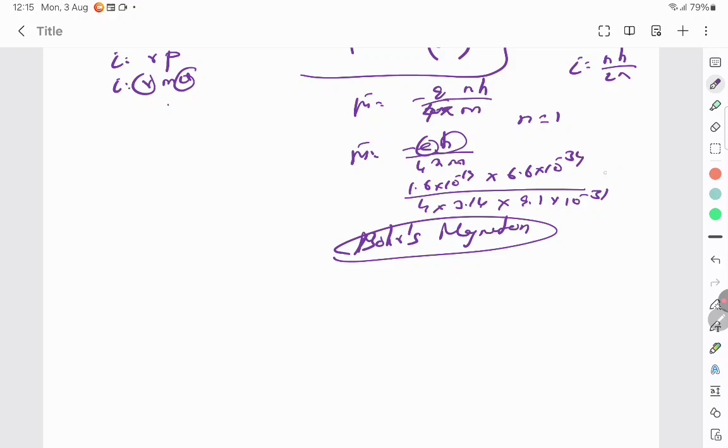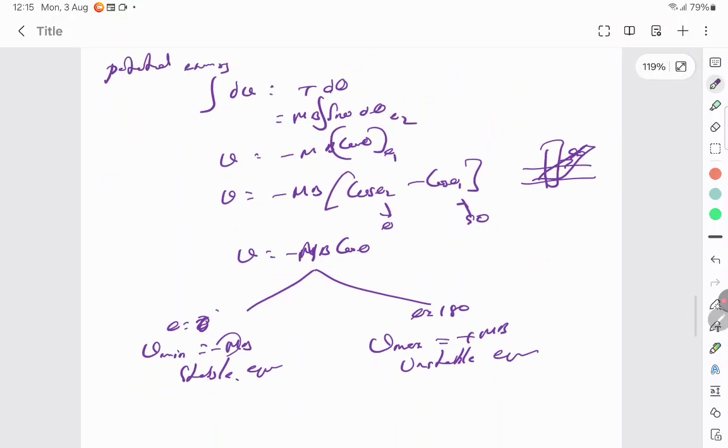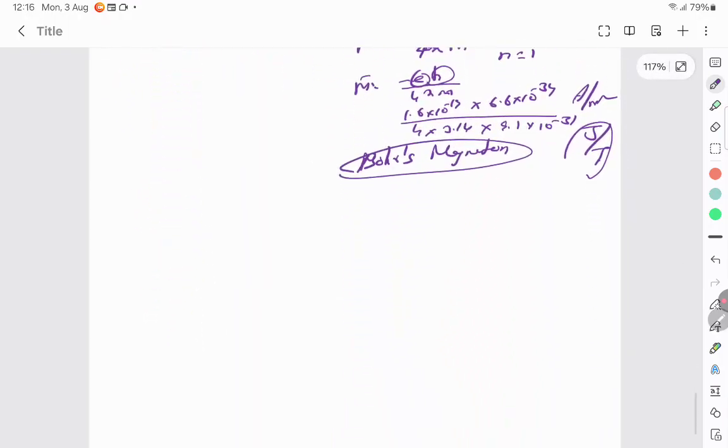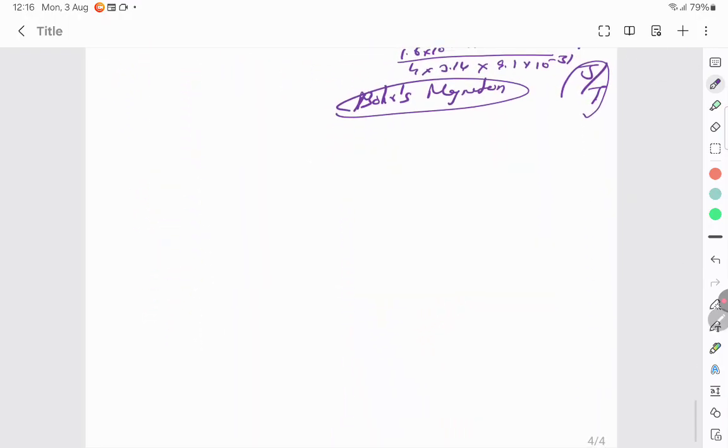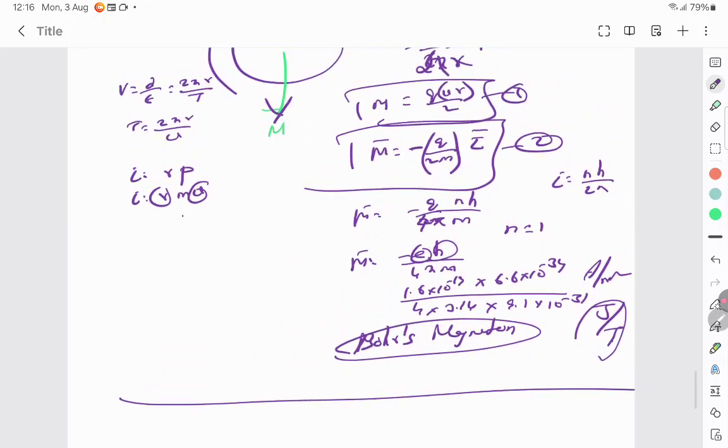The unit is ampere per meter square or joule per Tesla. How did you get joule per Tesla? From here, you know the magnetic moment is also potential energy by B. Potential energy is joule, B is Tesla. So that is how you get one more formula as a unit, joule per Tesla. When you treat it as a magnet, it is joule per Tesla. When you treat it as a coil, it is ampere per meter square. So that's about Bohr's magneton.